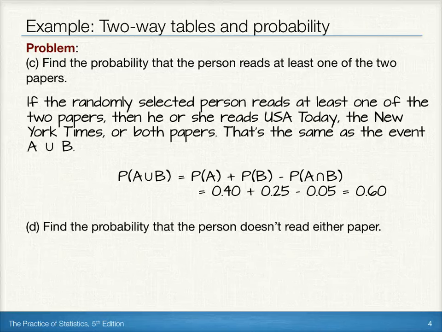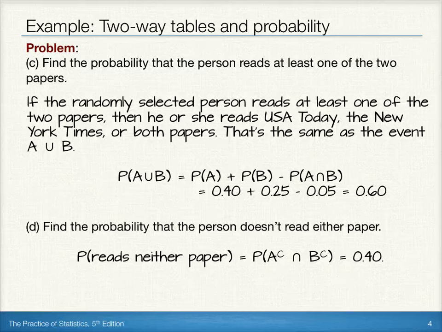Finally, find the probability the person doesn't read either paper. Well, as we saw, either you read at least one of the papers or you don't read either paper. So the probability they read neither paper is the probability of A complement intersected with B complement, or 40% total. It's the amount outside the two circles as we just saw.